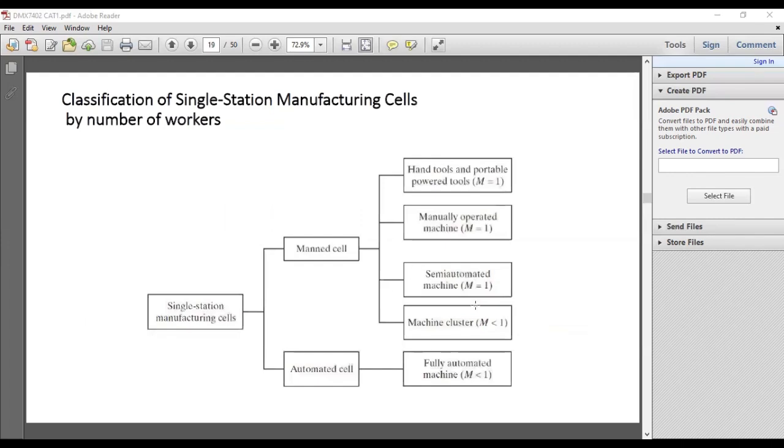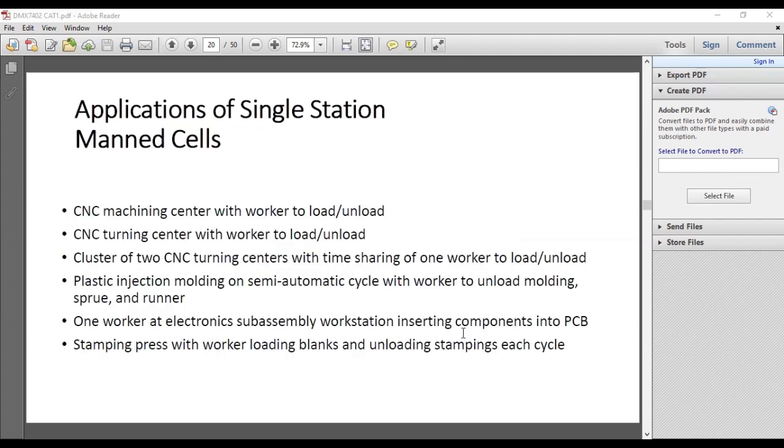According to this, the machine cluster, as I said, has a number of machines, but they are operated with one worker shared between them, as it says here: a cluster of two CNC centers with time sharing of one worker to load and unload. And also plastic injection molding machinery. These are some examples, so go through these as applications of single station manufacturing cells.